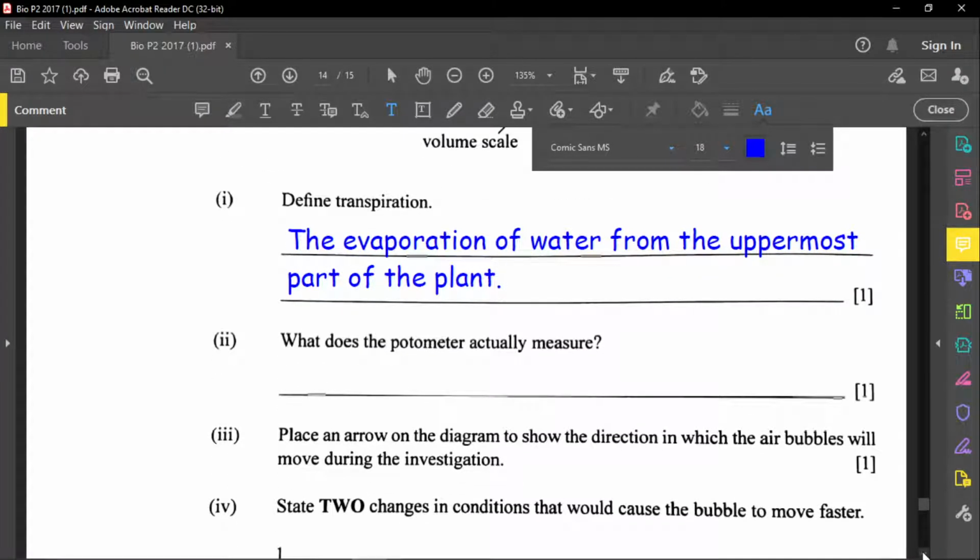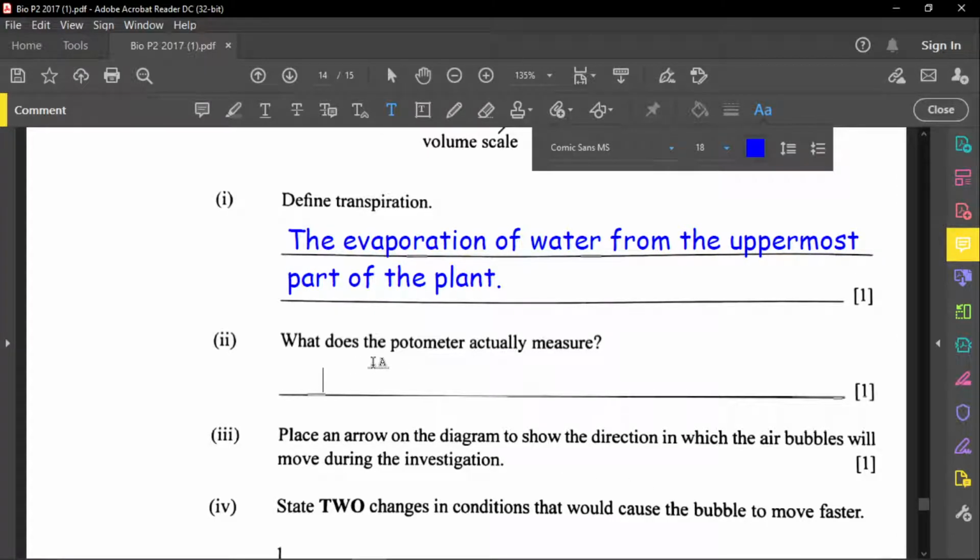Now the next question reads, what does the potometer actually measure? The question says we're investigating transpiration, right? But unfortunately the potometer cannot measure the rate of transpiration. It does not measure it. I'm going to tell you why. Even though it is measuring the water going into the plant, not all the water that goes into the plant will be transpired, right? Not all of it will be evaporated. Some of the water will be used for photosynthesis and other chemical functions, right? So the only thing that can be measured by the potometer is the water uptake by the plant.